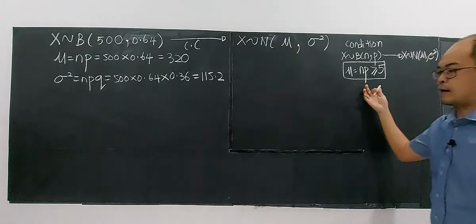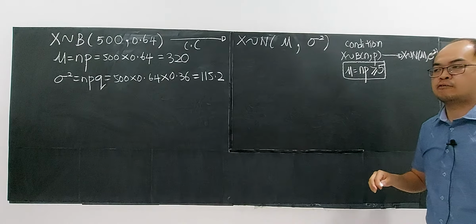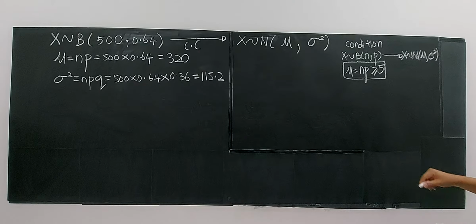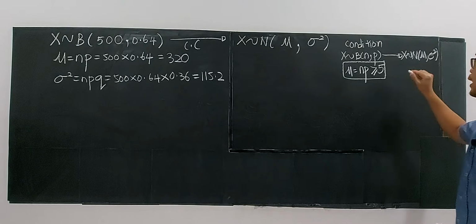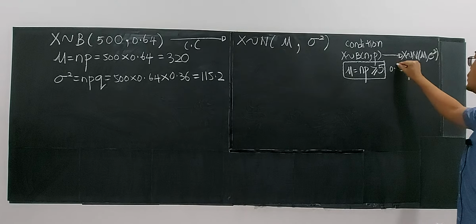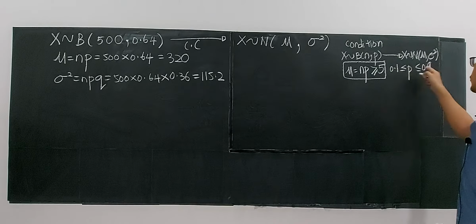Okay, different types of distributions have different versions of the condition. For the normal approximation to the binomial, we need np greater than or equal to 5, and the value of p is best between 0.1 and 0.9. Better if it is in between these values.